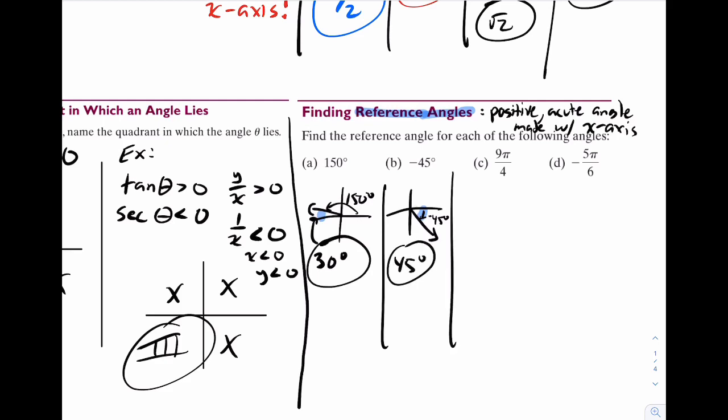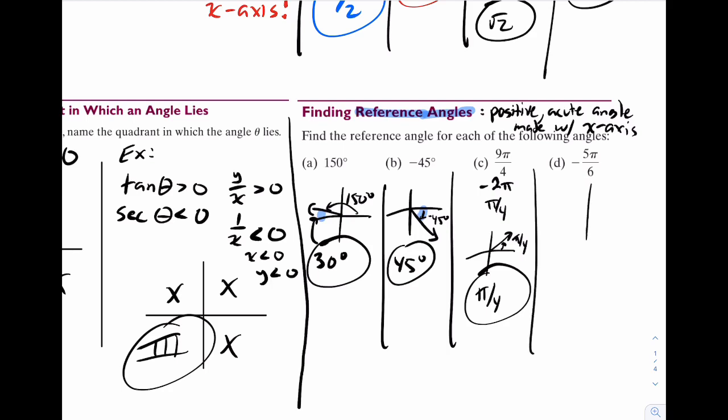9 pi over 4. So we can actually do a mixture here. We can actually subtract 2 pi to make it easier. And that would be pi over 4. And that's great. Hopefully you realize that's just in quadrant 1. That's already positive. So pi over 4 is your answer because it's already acute and positive. And negative 5 pi over 6, I'll draw that. That's negative 150. That'd be like over here. So we want that little bitty piece that's left. That would be 30 degrees, or in radians, pi over 6.